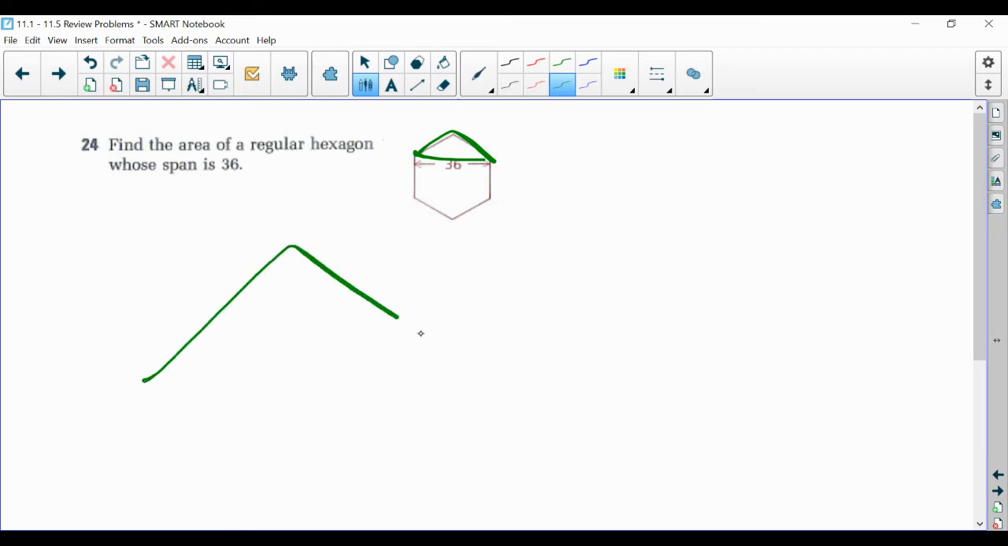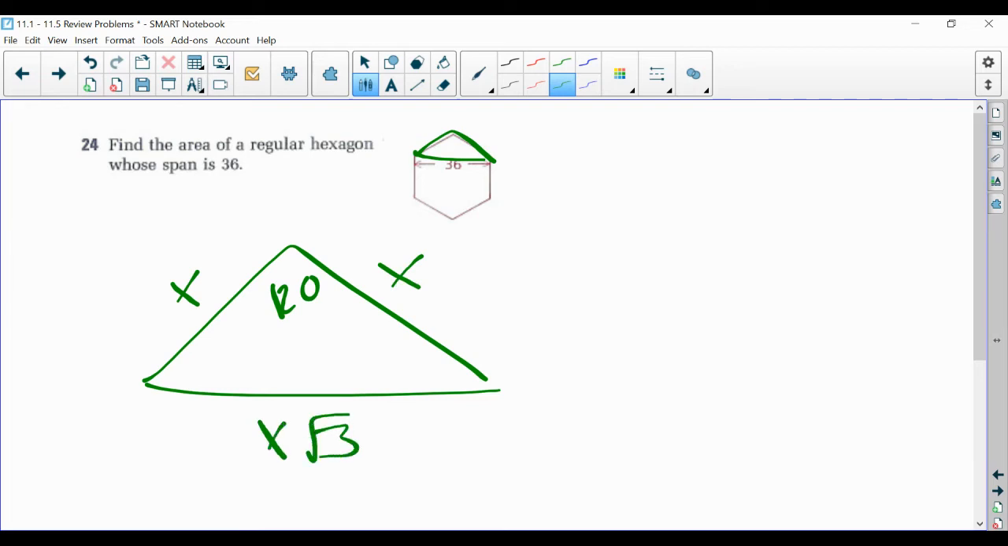Now, if you look at that triangle, yes, it's isosceles. The vertex angle is 120, and we've seen this diagram enough to know that the ratio of sides is x, x, and x rad 3. And if you're thinking, have we done this before? Well, of course we have. You just need to pay more attention. So you also can figure it out using 30, 60, 90 triangles, and I know you can.